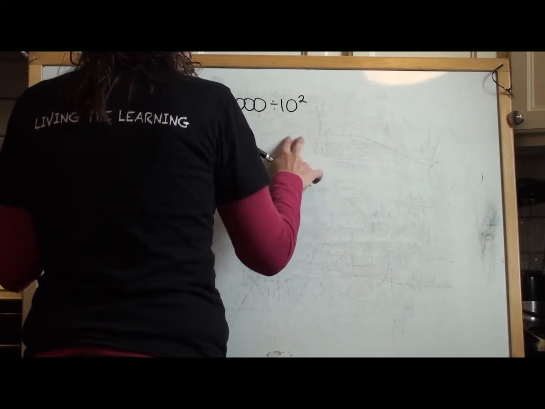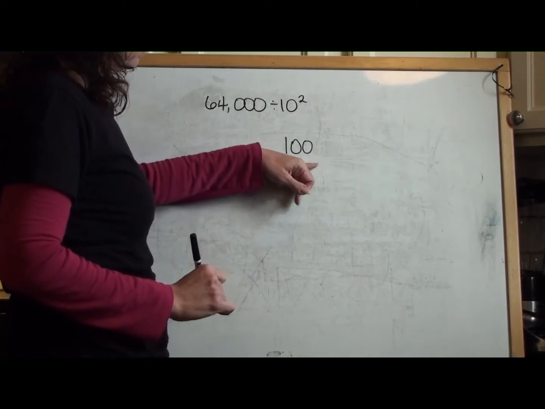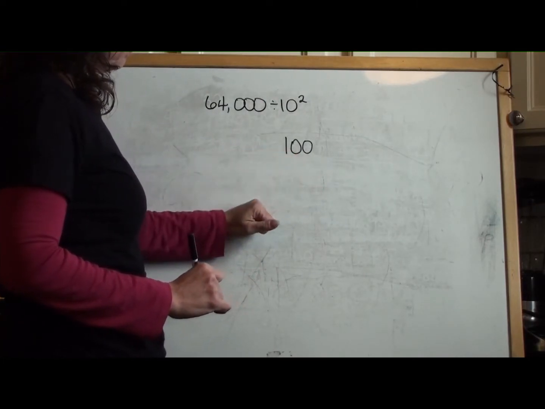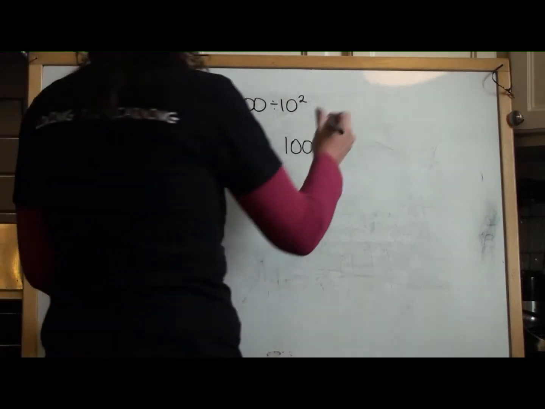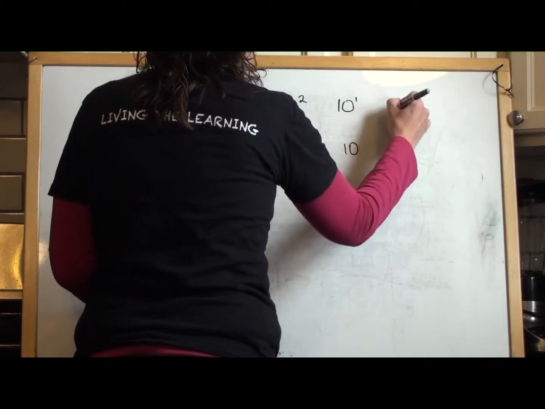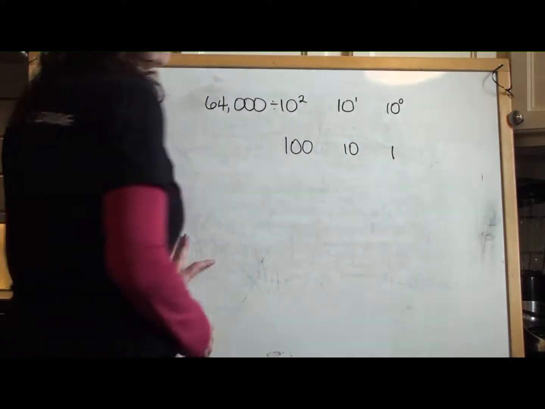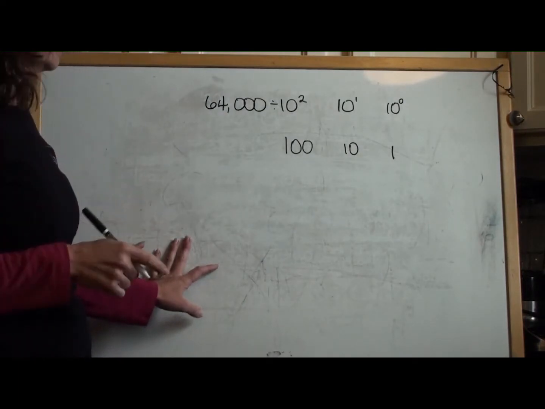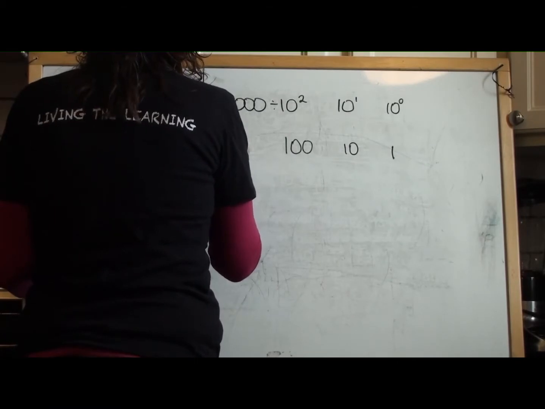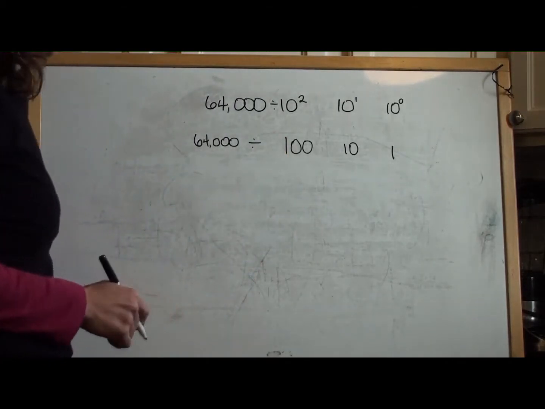I have 10, but I have 2 zeros. So I have 10 and I have 2 zeros. Okay. If I have 10 with 1, that's 10. If I have 10 to the 0 power, that's actually the number 1. That's a little tricky. Okay, so I have 64,000, and I'm going to divide it by really 100 times smaller.